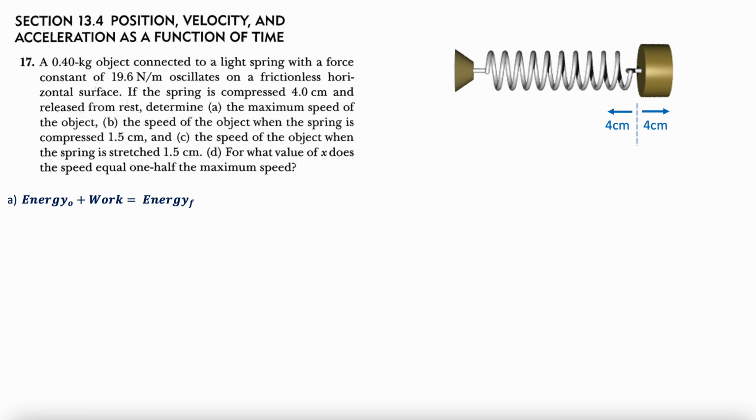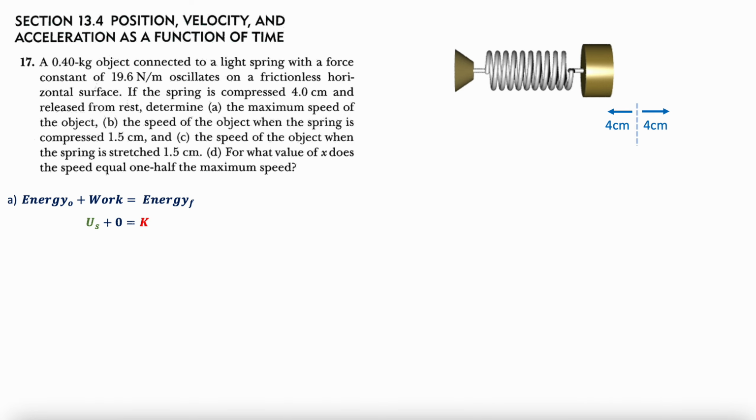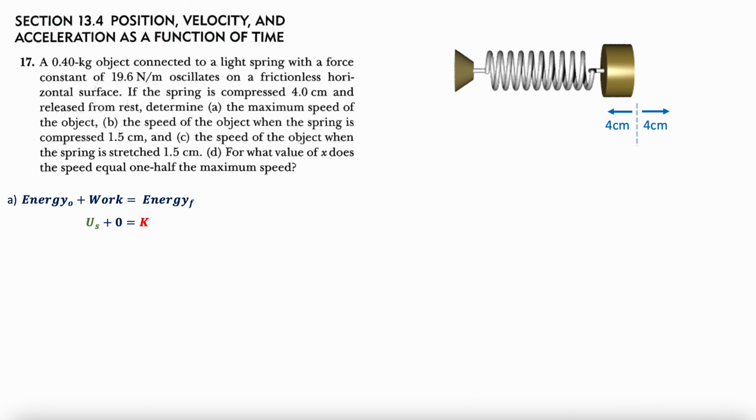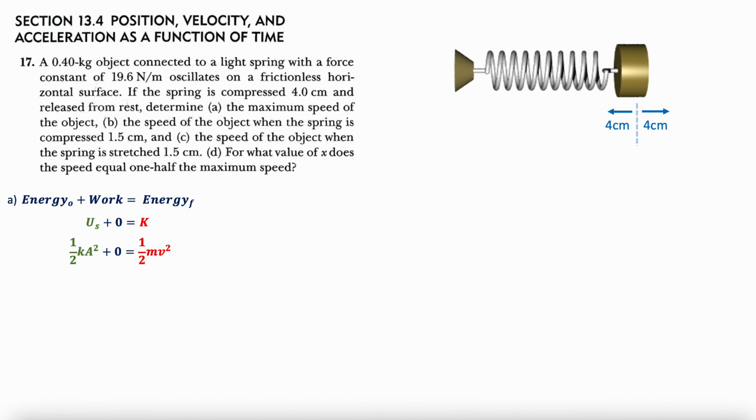Well, using the energy ideas, what do we know has to be true in this case? All of the elastic potential energy we gain by compressing it 4 centimeters is going to be converted into kinetic energy. When does that happen? Well, of course, it happens at this equilibrium position right in the middle.